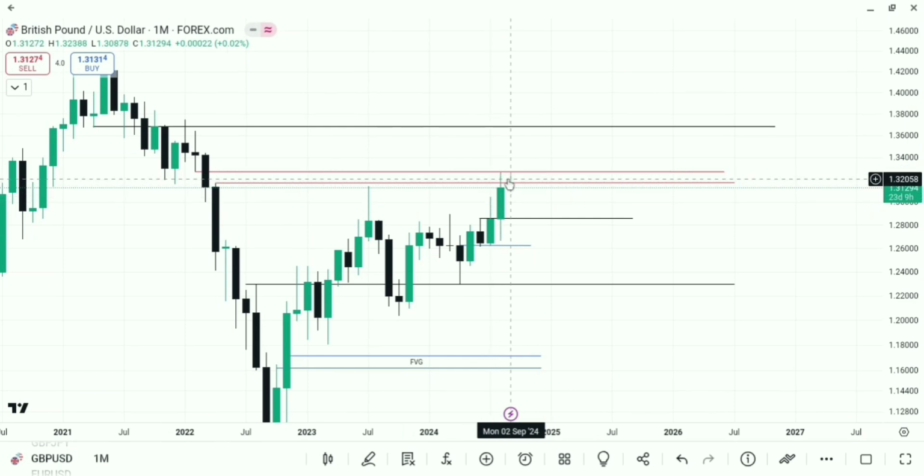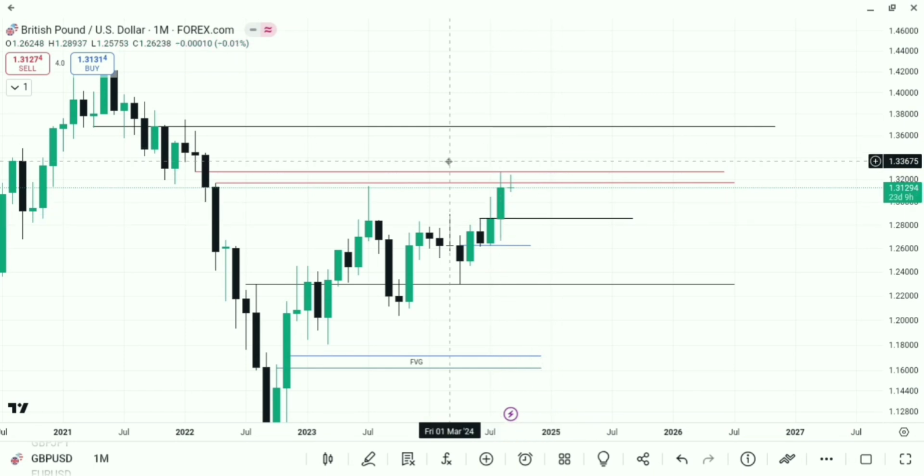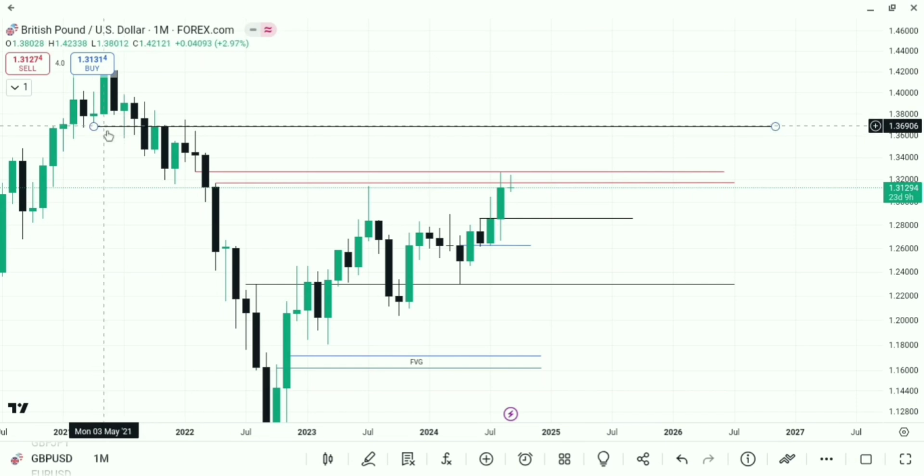So I'm expecting the market to move down to this bullish order block outlined here, and also before the bullish move to this high here. So let's go to the weekly time frame.